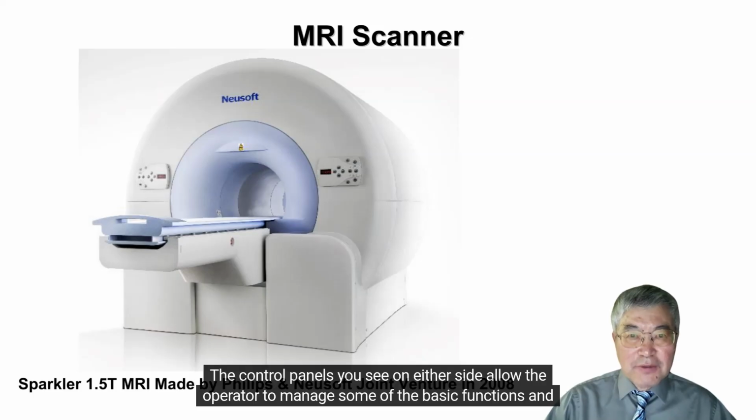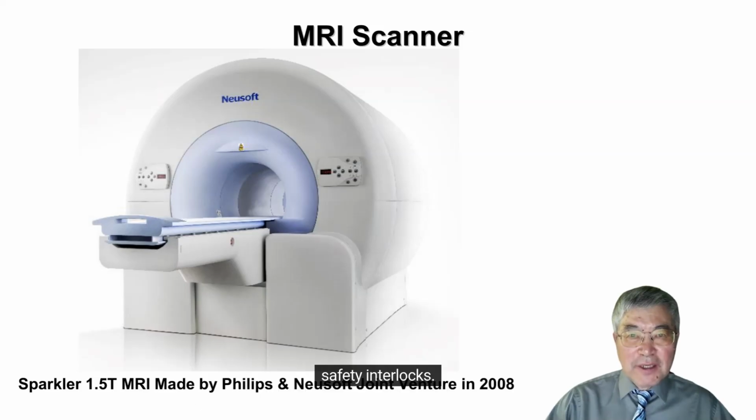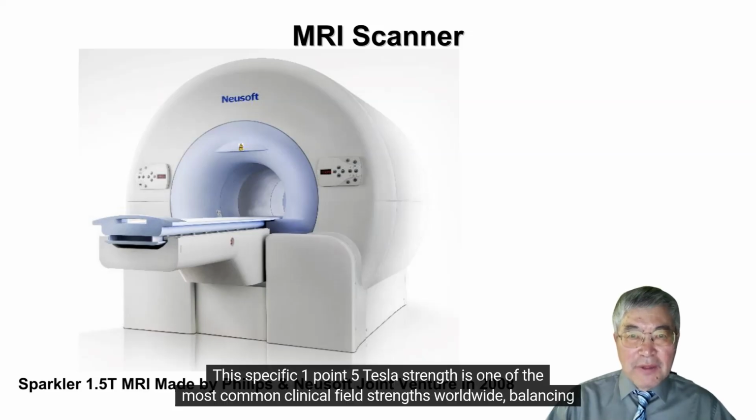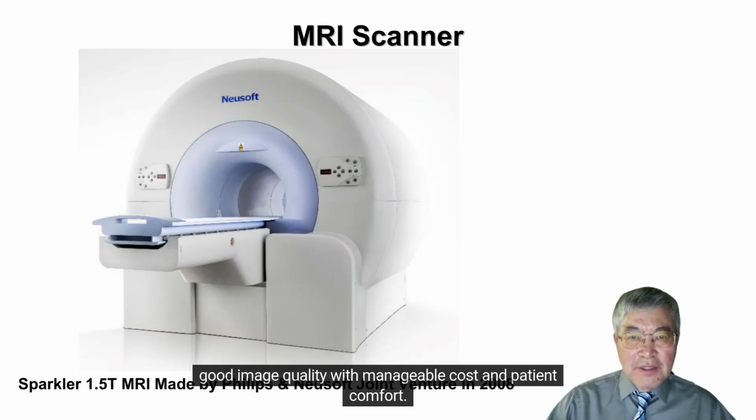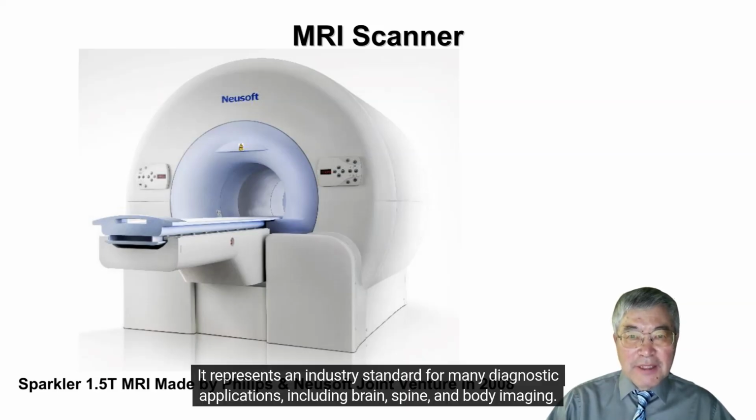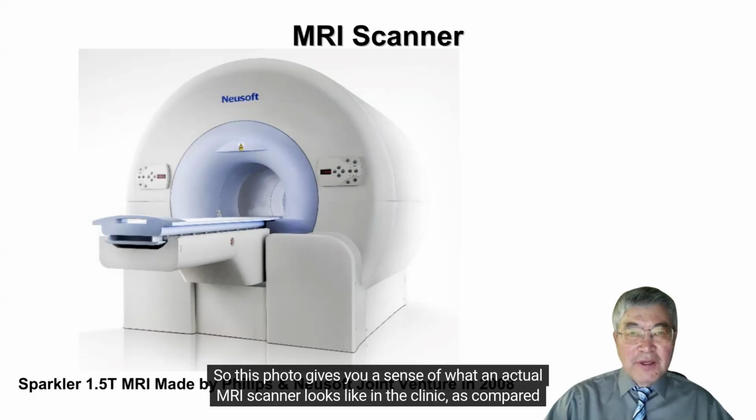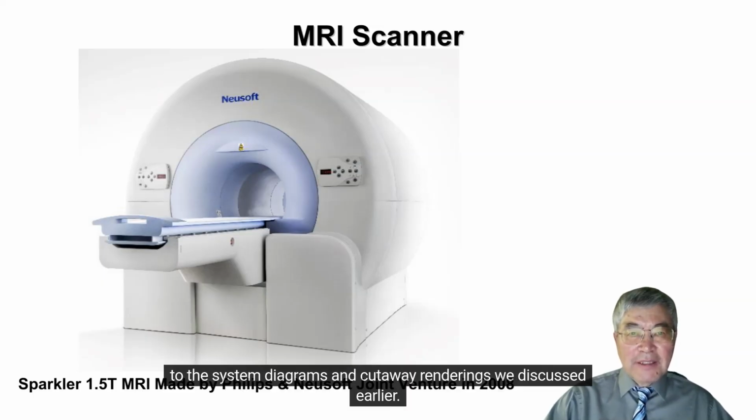The control panels you see on either side allow the operator to manage some of the basic functions and safety interlocks. This specific 1.5 Tesla strength is one of the most common clinical field strengths worldwide, balancing good image quality with manageable cost and patient comfort. It represents an industry standard for many diagnostic applications, including brain, spine, and body imaging. So this photo gives you a sense of what an actual MRI scanner looks like in the clinic as compared to the system diagrams and cutaway renderings we discussed earlier.